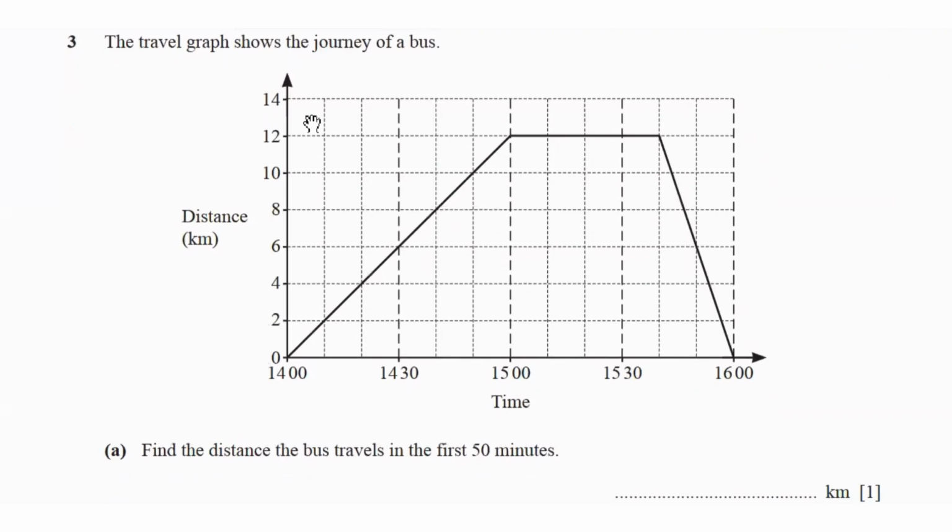Question 3 says a travel graph shows the journey of a bus. Find the distance the bus travels in the first 50 minutes. From here to here, it's 60 minutes. So this is going to be 10, 20, 30, 40, and 50 over here. Which means if we draw a line from here to here, we can see that in the first 50 minutes, the distance traveled is 10 kilometers.